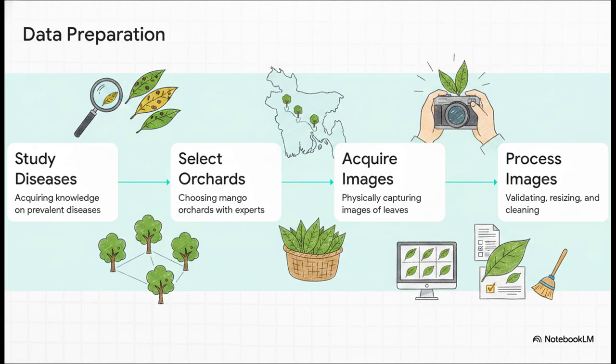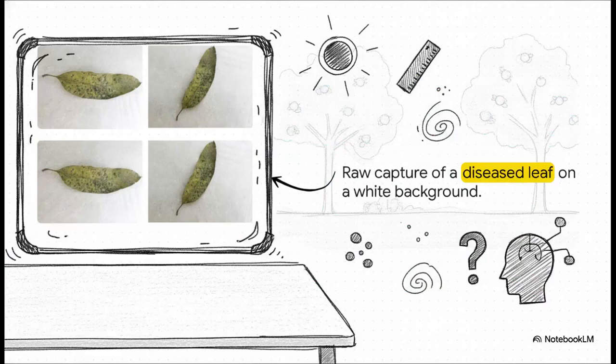They didn't just casually scrape photos off the internet. No way. They consulted actual agricultural experts to study the diseases, carefully selected 4 different orchards across Bangladesh just to make sure they had enough variety, and then physically went out to hunt down infected leaves right before winter to meticulously photograph them. It is an incredibly labor-intensive process. And here is what that raw image acquisition actually looks like.